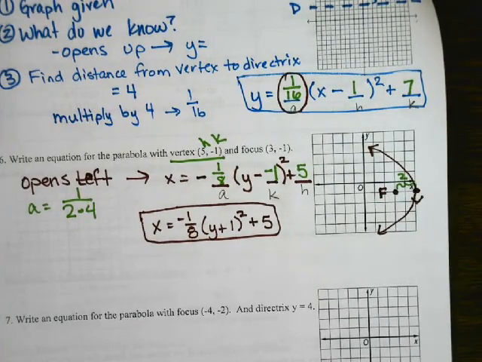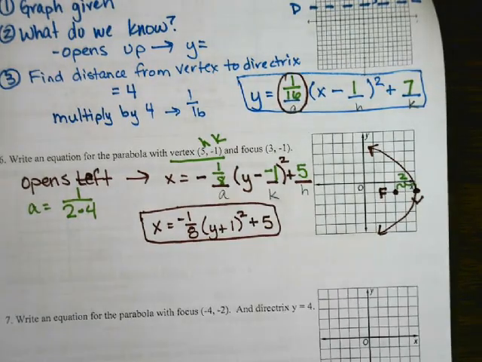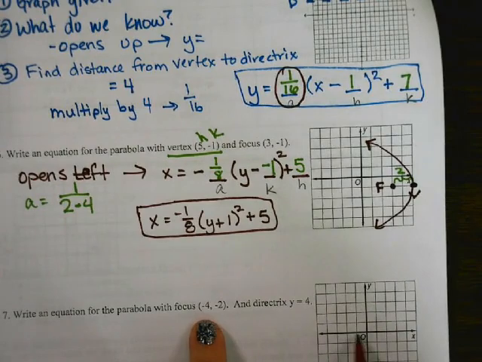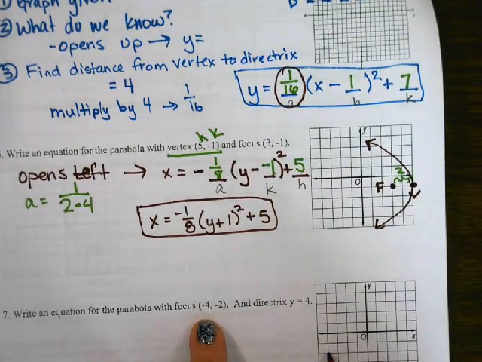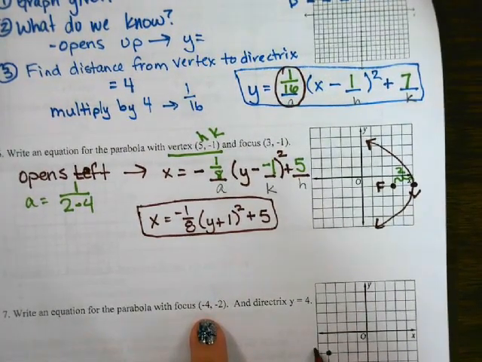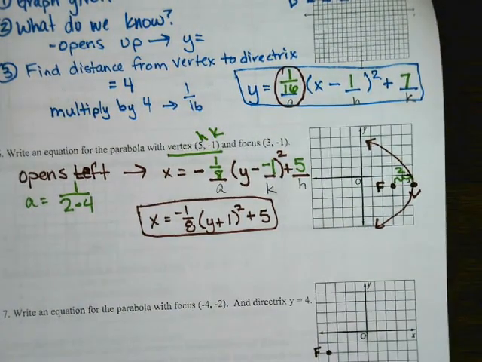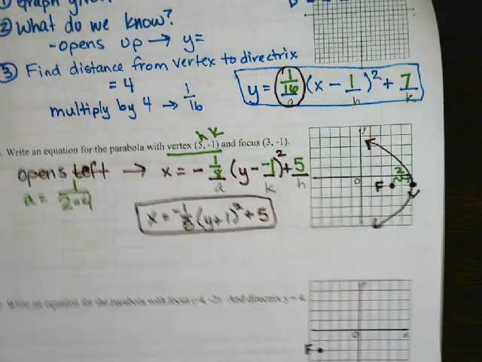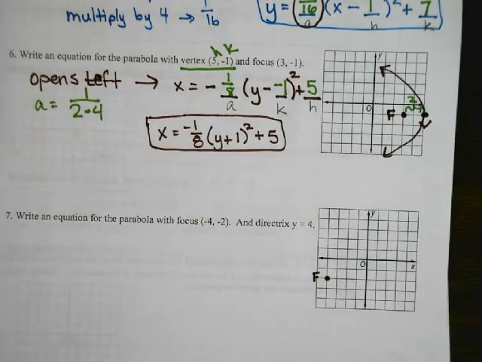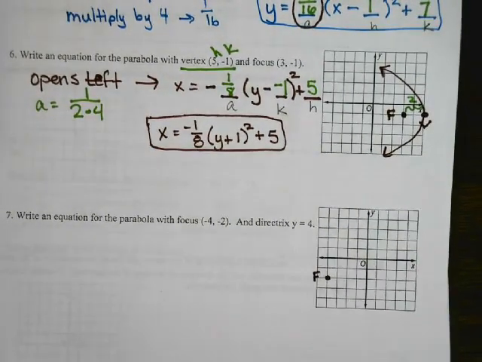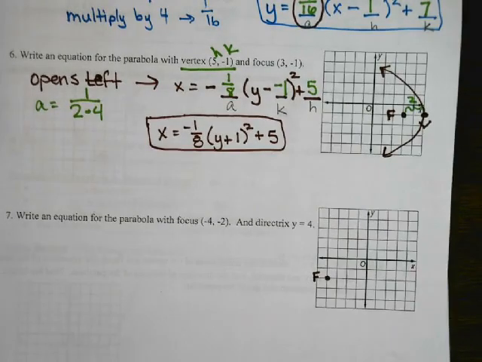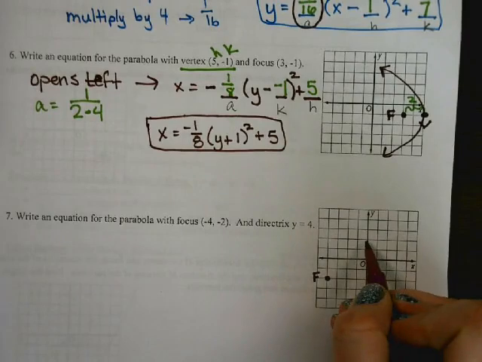Okay, you ready for the last one? Okay, graph what you know. -4, 1, 2, 3, 4, -2. That's my focus. Directrix is at y equals 4. One, 2, 3, 4.